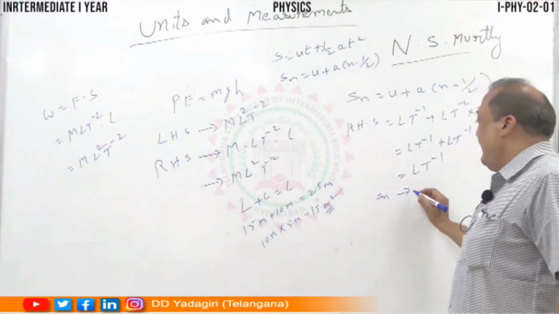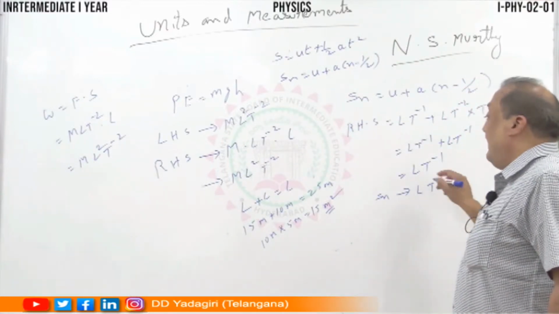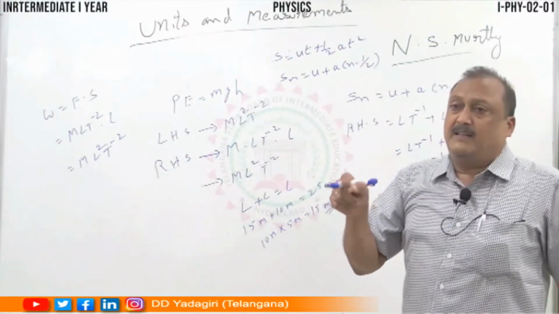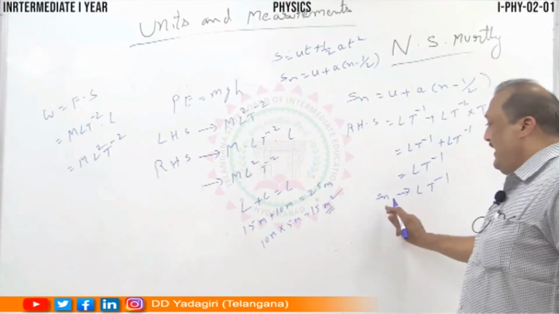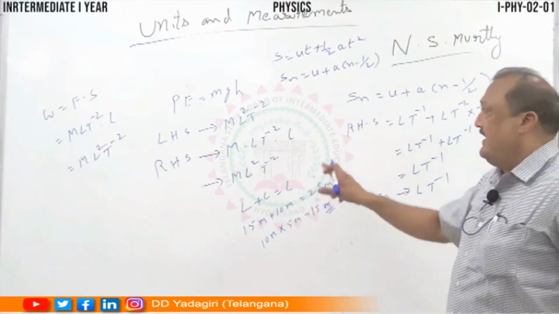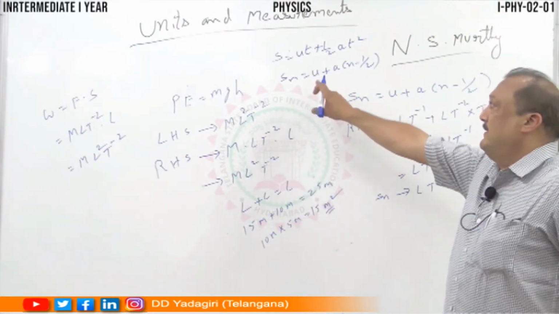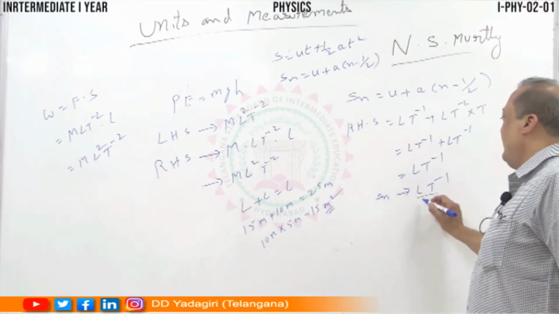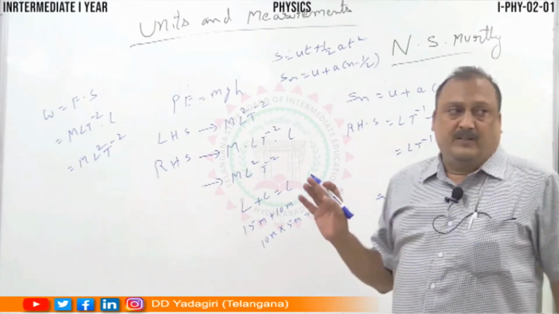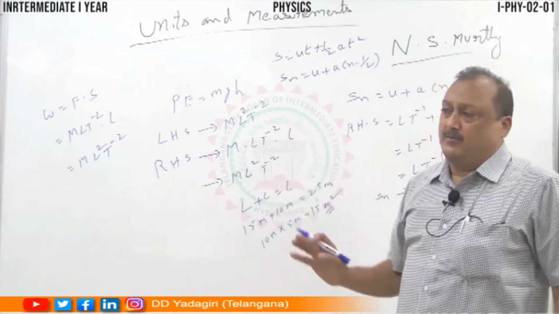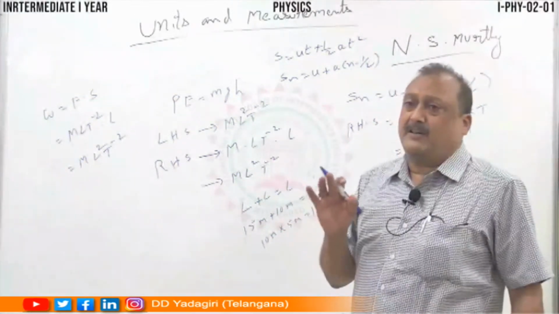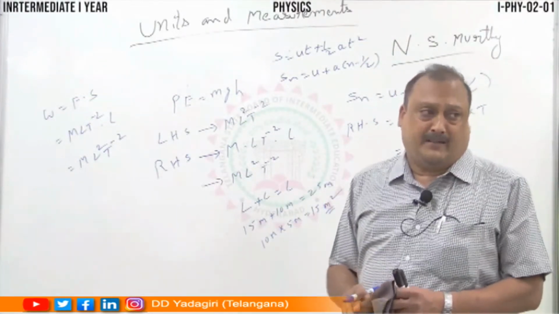That's why Sn has the dimensions of velocity, because displacement in a particular second has velocity dimension. If you take the Sn dimension formula as L, then it is dimensionally incorrect, because L is not equal to LT^-1. But the left hand side dimension formula is LT^-1. That's why this equation is dimensionally correct. We can check whether equations are correct or not using the dimensional method.